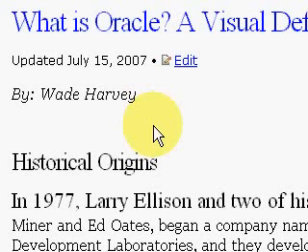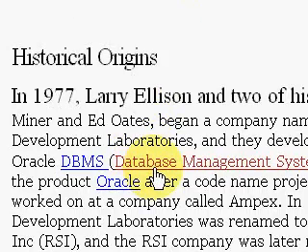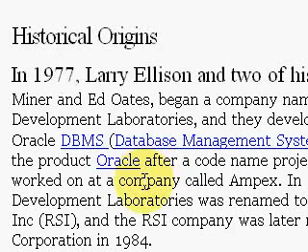Okay, what is Oracle? Back in 1977, Larry Ellison and a couple of his buddies, Bob Miner and Ed Oates, began a company called Software Development Laboratories. And they developed the original DBMS. That's their claim to fame. And they created a product. They named it Oracle after a code name project that they'd worked on for another company. And then in 1984, it became officially known as Oracle Corporation.